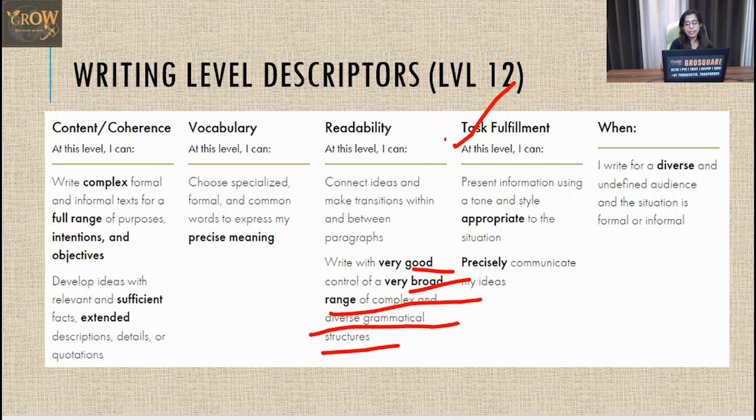What it is that at this level, if you want to get 12 out of 12 in CELPIP, then you need to present information using a tone and style appropriate to the situation. Let's suppose the person is asking for something from you and you're replying with a very rude tone that is not at all appropriate. You are not going to get good scores then. So it's really very important that you work on CELPIP in a very good manner, right?